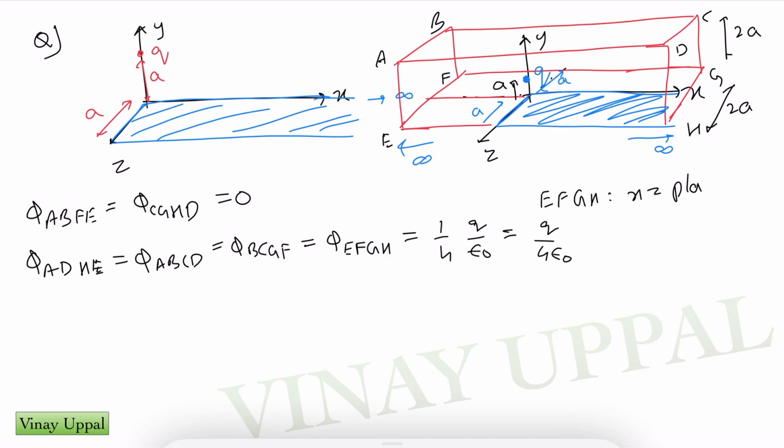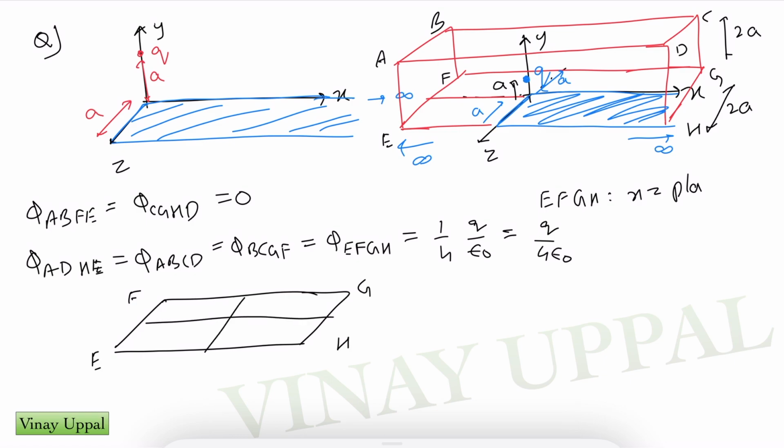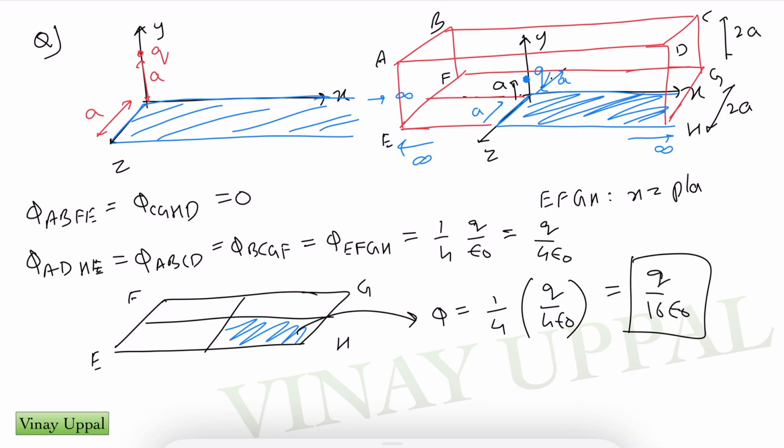Now, if I look at EFGH, so EFGH is itself divided into 4 parts, of which one part is the surface given in the question, and therefore flux to this part would simply be 1/4 of the flux through entire EFGH. So that will be Q by 16 epsilon naught, and that is your answer.